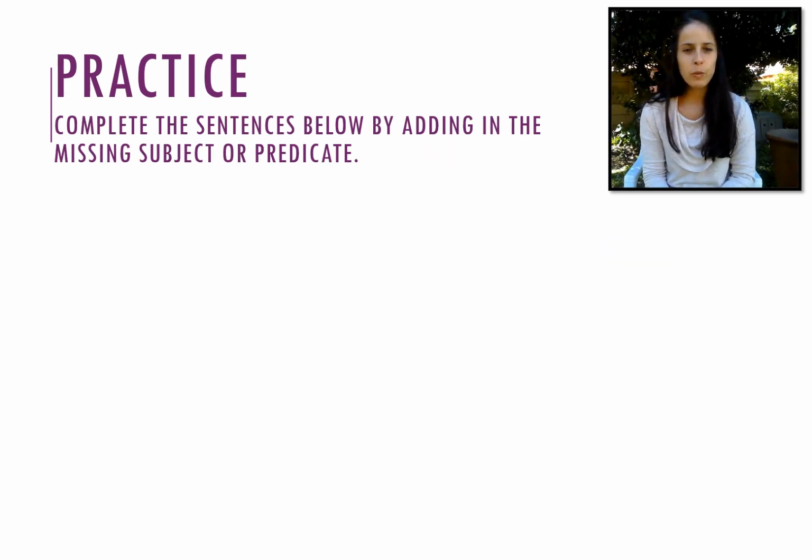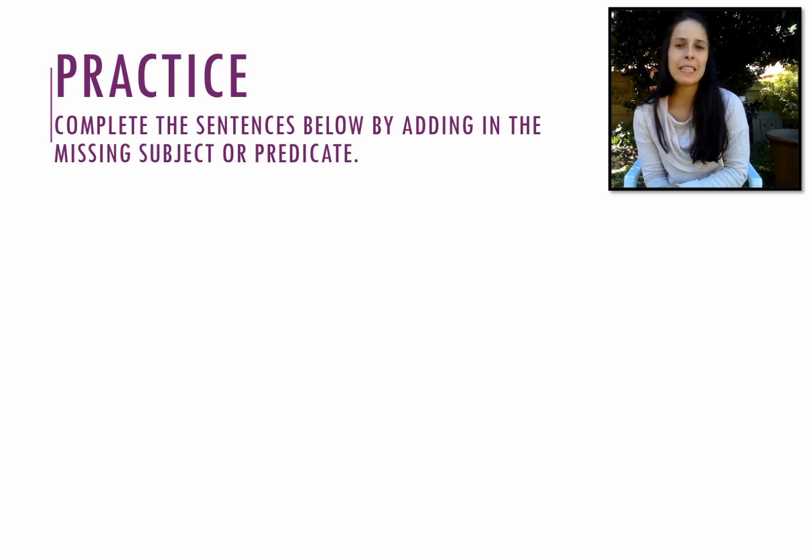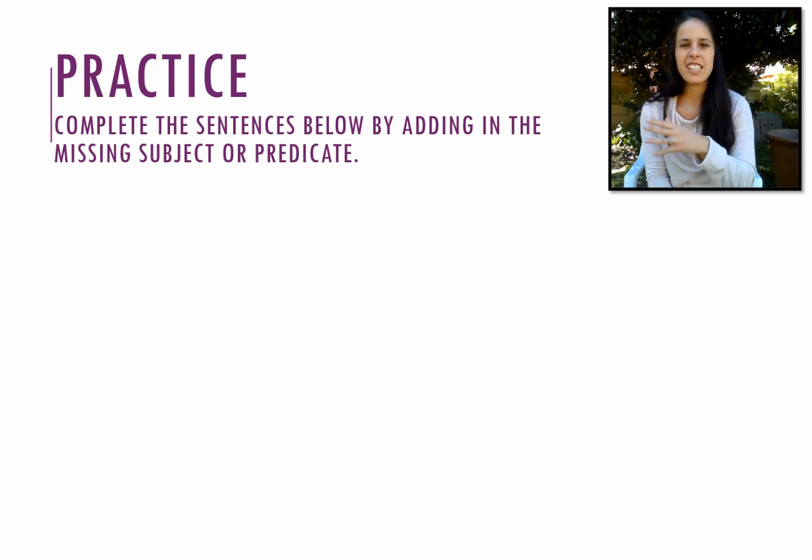Okay, this last bit of practice is a little bit more fun because you can be a little bit more creative. So let's have a look at what you need to do. It says, complete the sentences below by adding the missing subject or predicate. Now, you can make these funny. Remember, we've done a few of these in class. We've made funny sentences and added on to subjects or predicates or objects or verbs, okay?